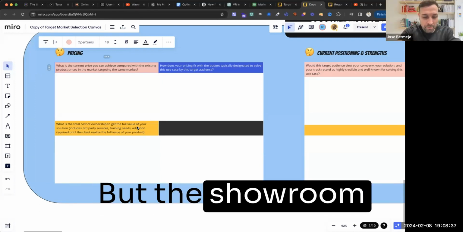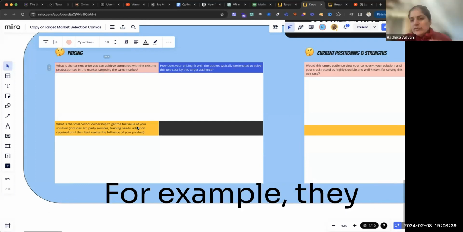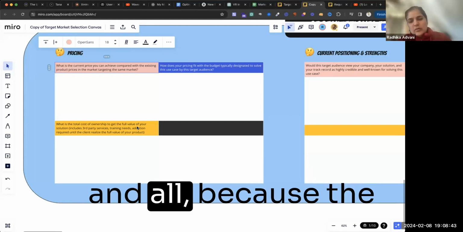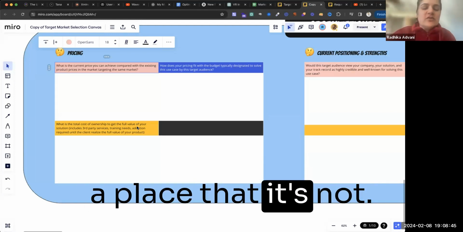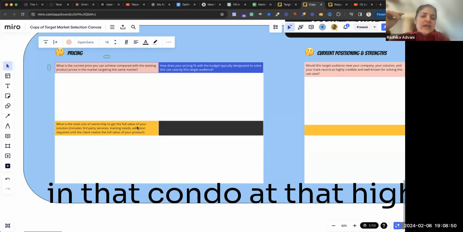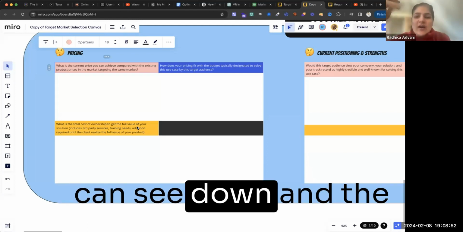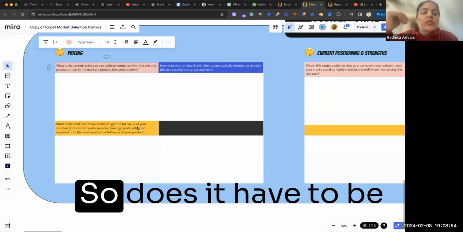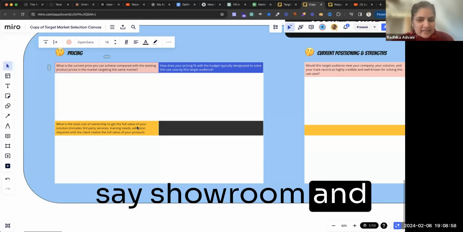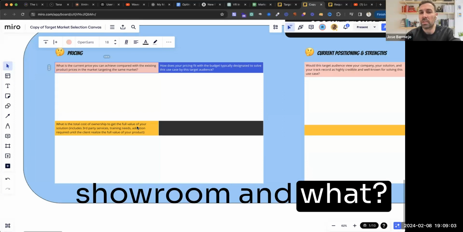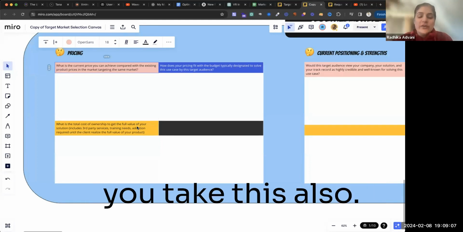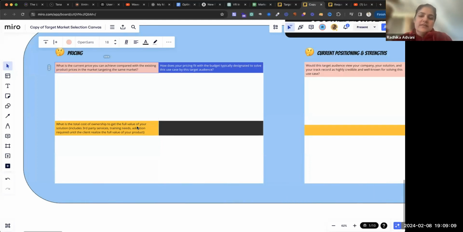Yeah. But the showroom may be also in some ways limited. For example, they cannot really envision what happens outside the showroom, the parties on the deck and all, because the showroom is in such a place that it doesn't give you the true experience of being in that condo at that high rise level and where you can see down and the views and stuff like that. So does it have to be like an or? Why not say showroom and the solution? Why not sell it as like you already have the showroom and you take this also?